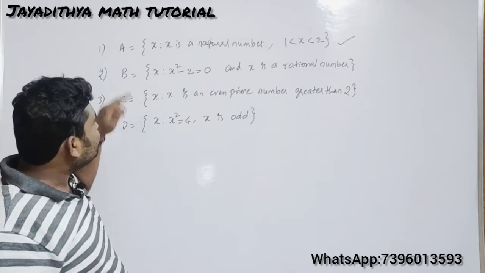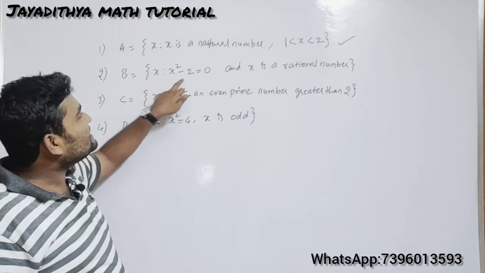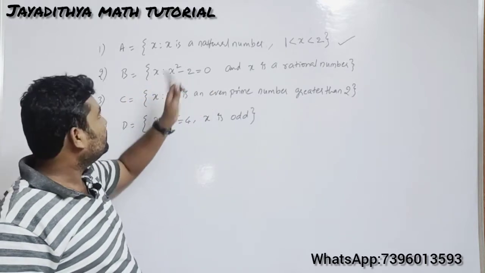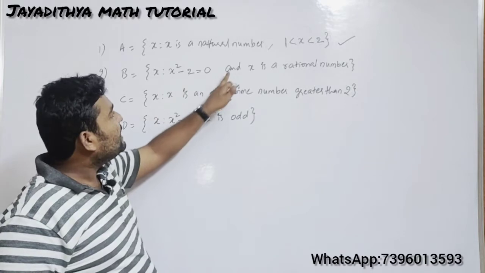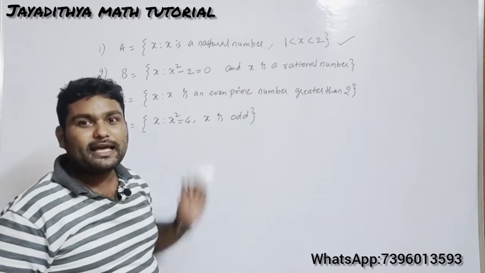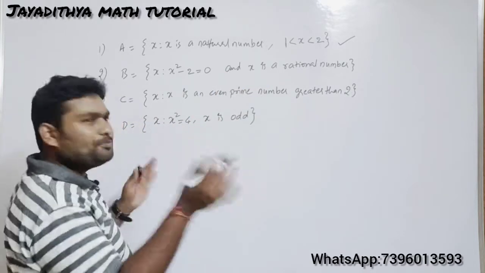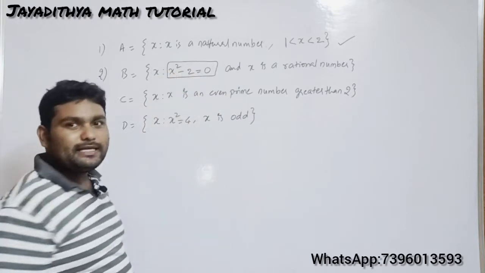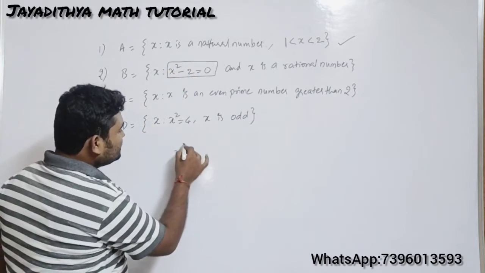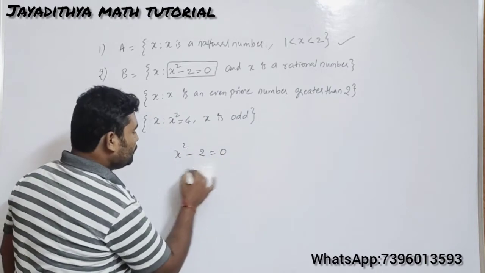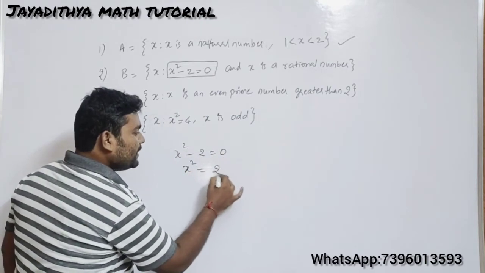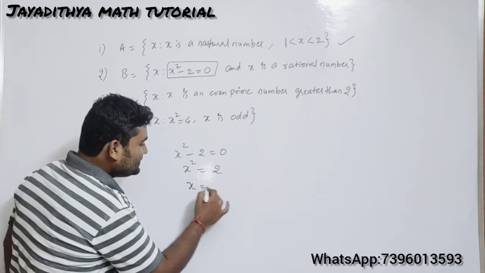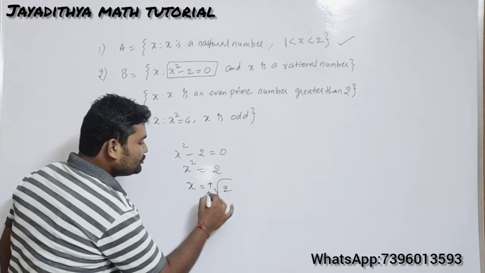So this is B, the set of x such that x square minus 2 is equal to 0. So this is our element x, and x is a rational number. So let us observe what happens here. It is given that x square minus 2 is equal to 0. So if x square minus 2 is equal to 0, what should x square be, Nana? x square must be 2. And what will x be here? It will be plus or minus root 2.